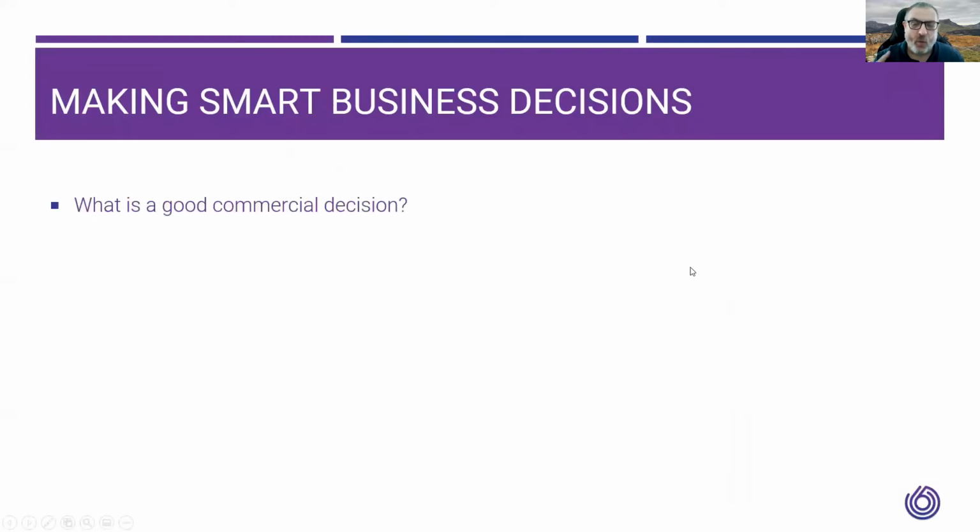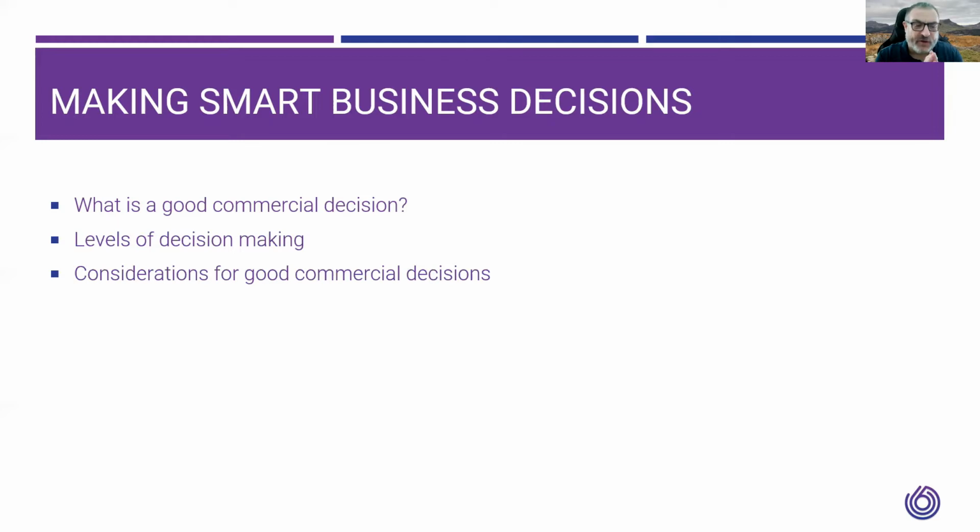is, first of all, what is a good commercial decision? What makes up a good commercial decision? So we're going to unpack that language a little bit. We're then going to look at levels of decision making, because decision making is taking place all the time across multiple levels within your organization. And the more senior the person is, in theory, the bigger decisions they're called to make.